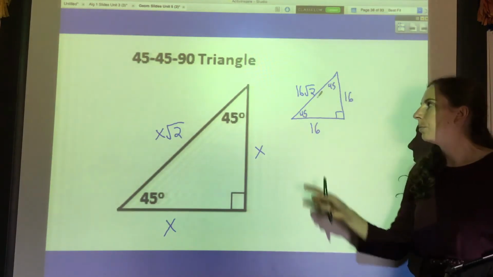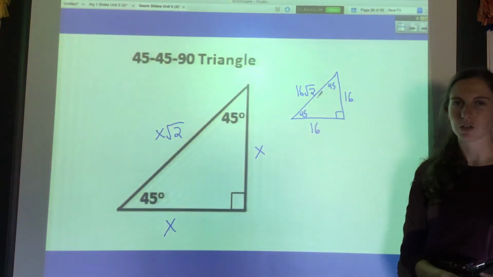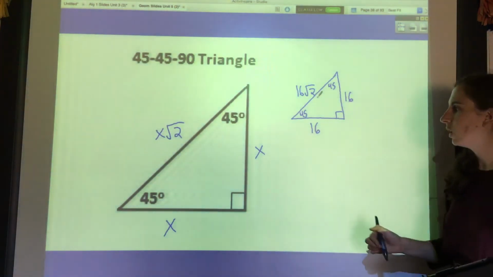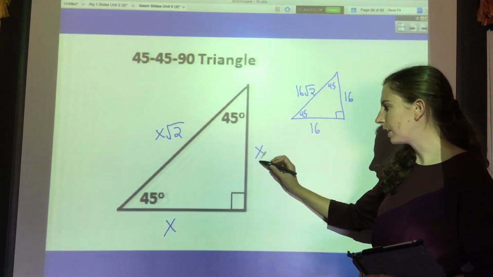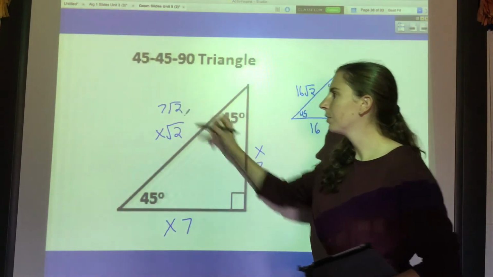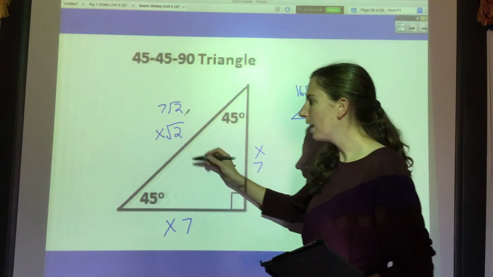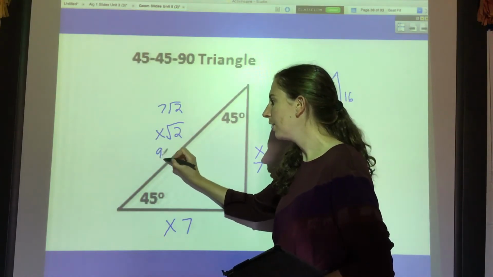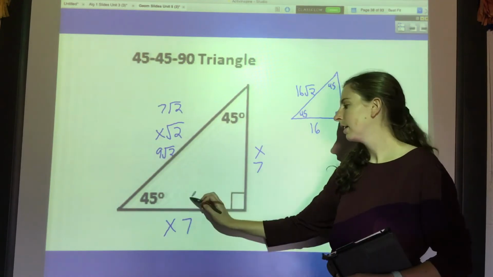We're trying to get full answers here. I know that could be a decimal, but just leave it as a radical form. Or let's say the side length was 7. That'd be 7. That'd be 7. This would be 7 root of 2. Or let's say I gave you the hypotenuse, and the hypotenuse was 9 root of 2. That would tell me that the side lengths were just 9. 9 and 9.